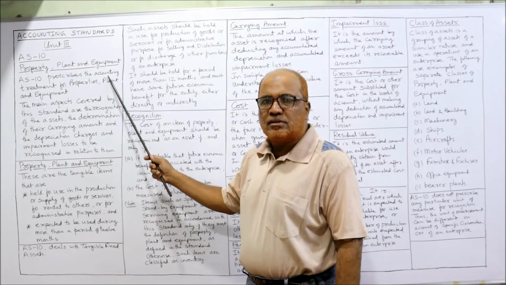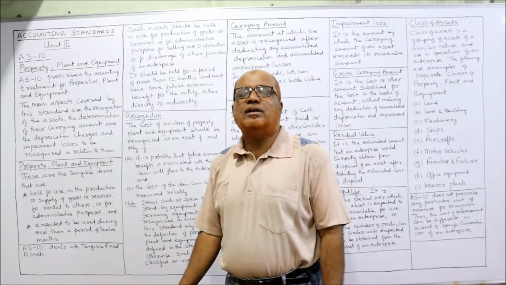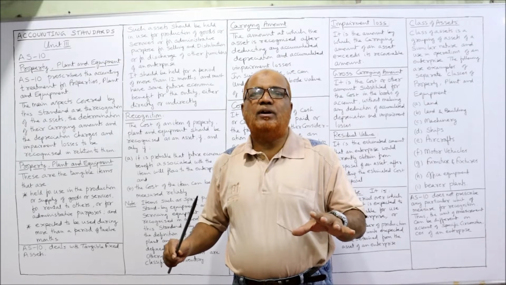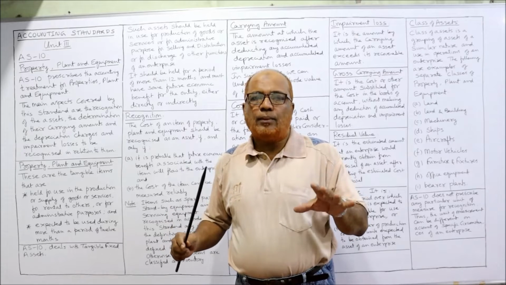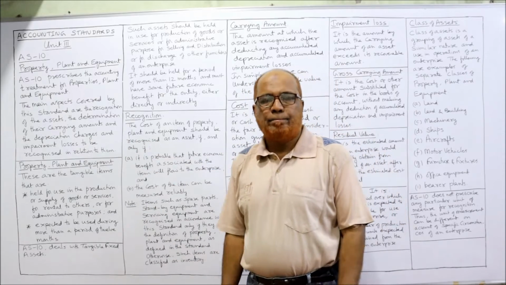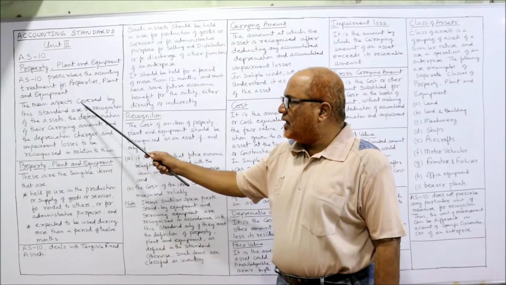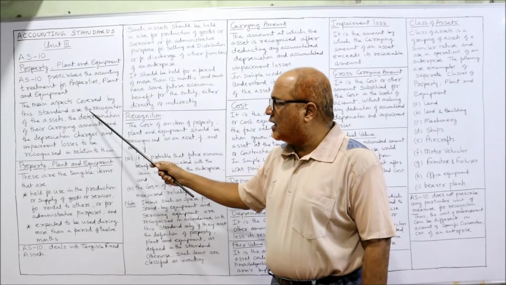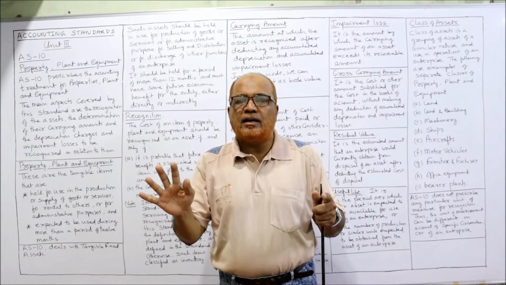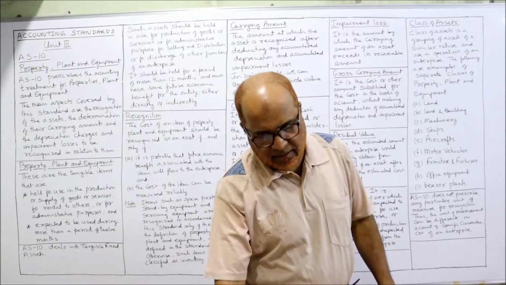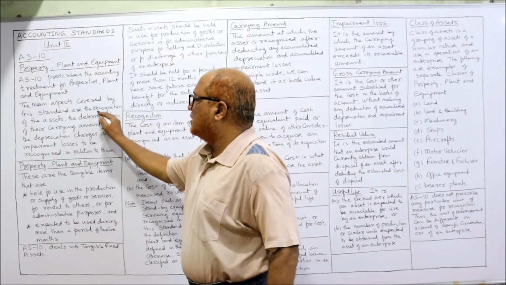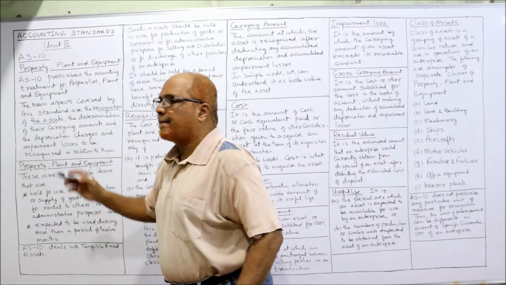AS10 prescribes the accounting treatment for property, plant and equipment. How the accounting treatment will be done for property, plant and equipment is explained in this accounting standard. The main aspects covered by this standard are, see here, 4 parts. The first item covered is recognition of the asset.